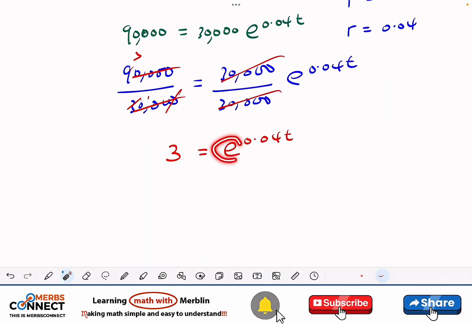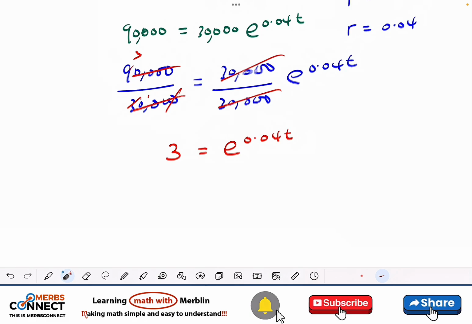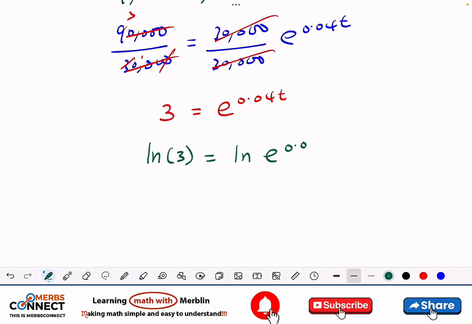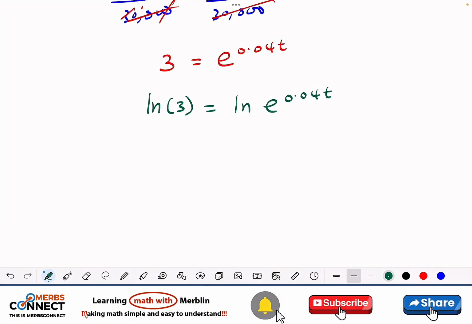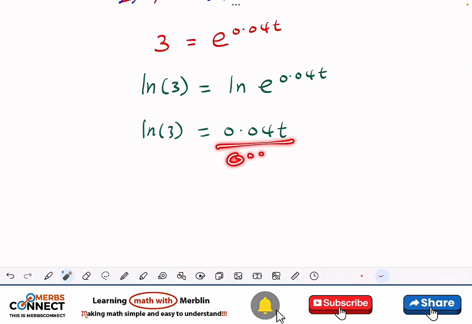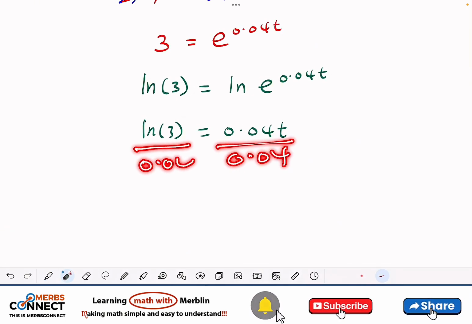Now, since we have an exponential function here, we need to think about the natural log, right? So I'm going to take the natural log on both sides. Since I have the natural log and e, this will be equal to what is on the top. So I'm going to have ln of 3 equal to 0.04T. And since I'm finding T, I'll divide this by 0.04 and divide this by 0.04.